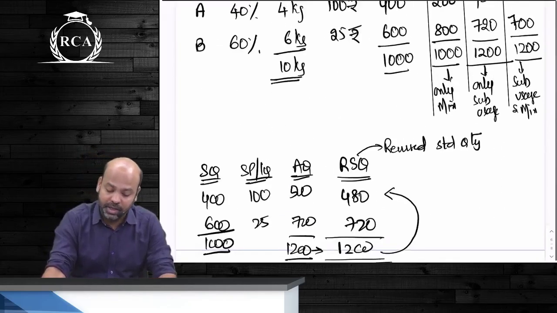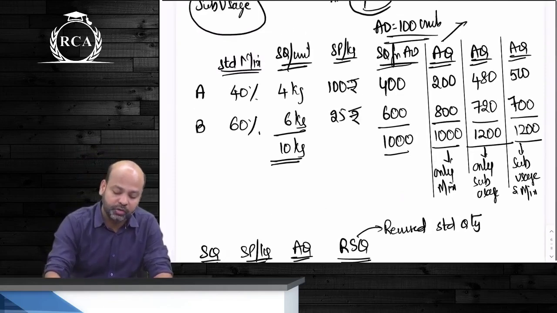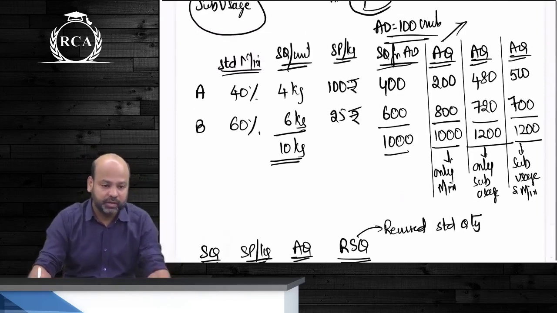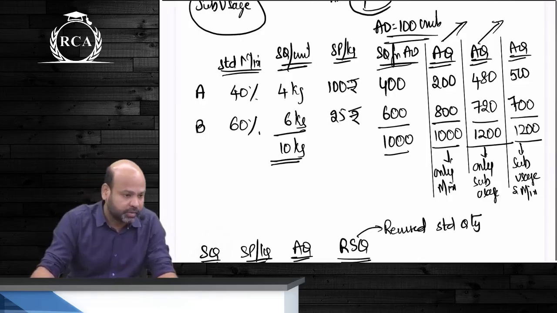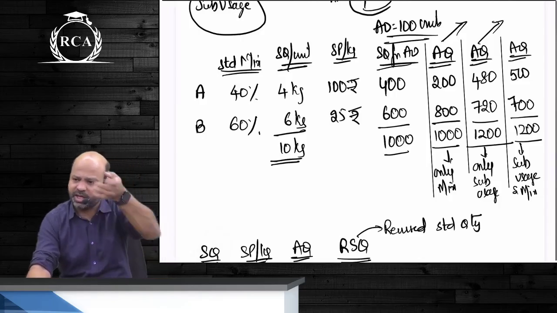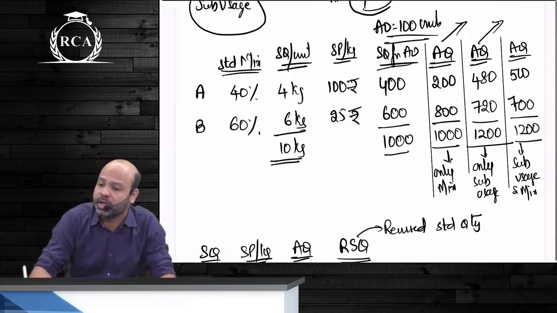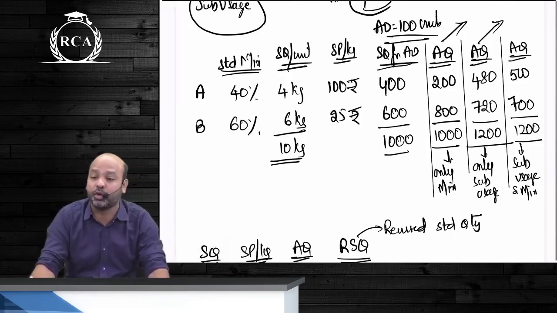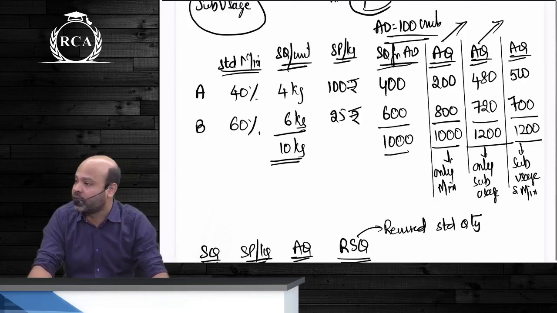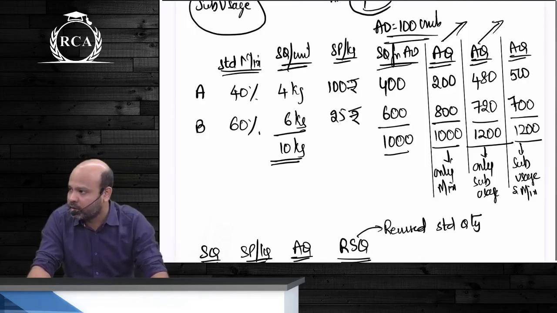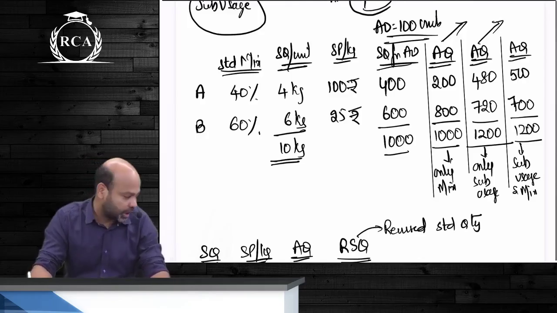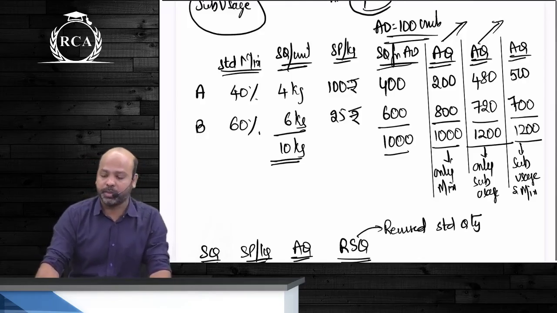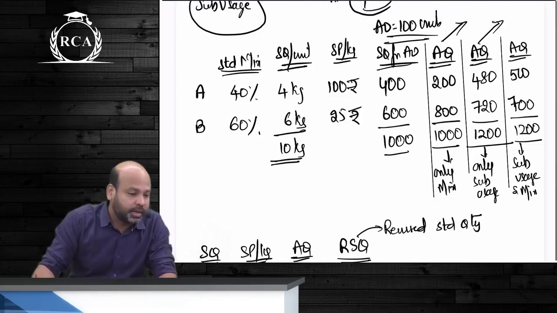See, in the first example, guys, I do not have to introduce RSQ because there is no sub-usage variance. In the second example, I do not have to introduce RSQ because there is no mix variance. Whatever usage variance is coming, beta, that is equal to a single component only. Only in the third example, guys, we have both sub-usage variance as well as mix variance. This is where you introduce revised standard quantity, which is your total actual quantity, beta, in standard proportion. Is it understood or not?